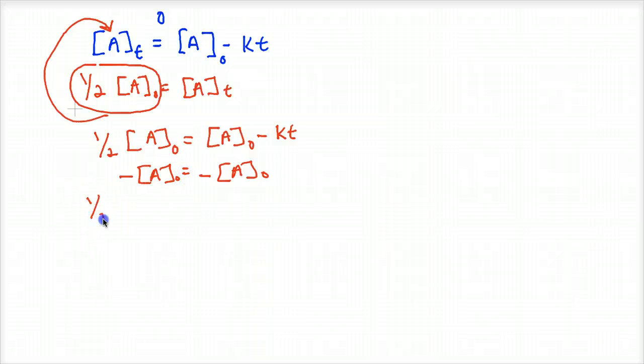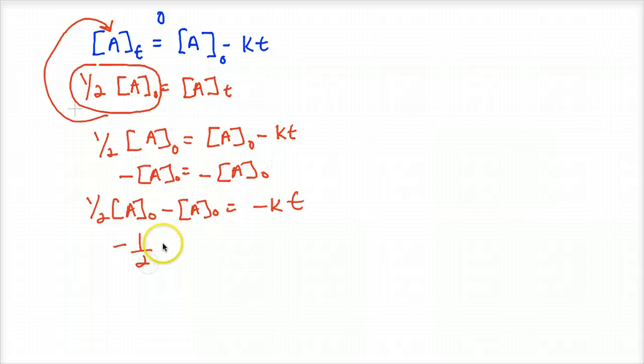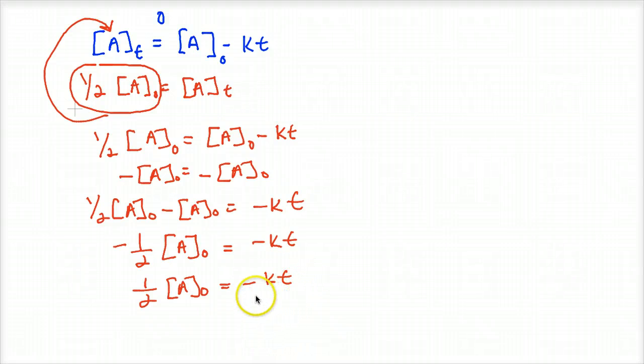So let's take a negative A of 0 to both sides. And what we get is 1/2 A0 minus A0 equals negative KT. And we can see that 1/2 of A0 minus a whole one gives us a negative 1/2 of A0, right? A half minus a whole gives us a negative half equals negative KT. We can multiply both sides by -1, so we get that 1/2 A of 0 equals KT. And of course, I'm going to divide both sides by K.